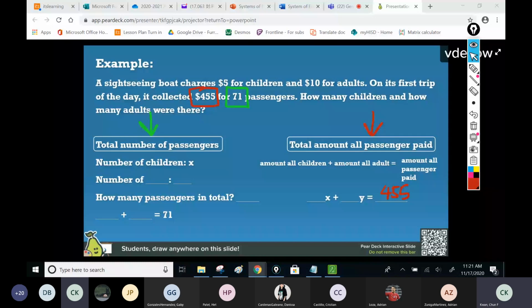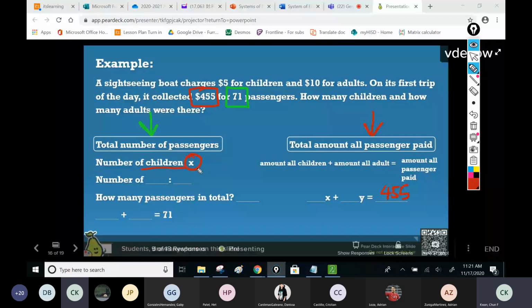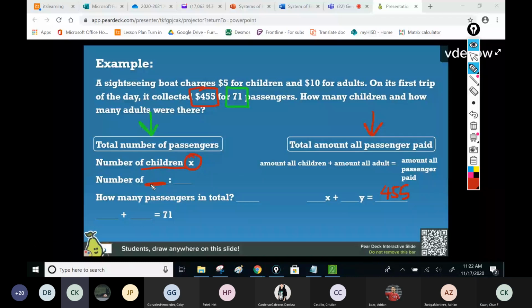All right, Het, you're doing pretty good. And wait, Javier. So look at this, the two statements. One of them is the number of children, and this is going to be your x. And then what do you think I'm going to put right here? It's not going to be a number. So there's children, and then there is what? Adults. All right, so number of adults.